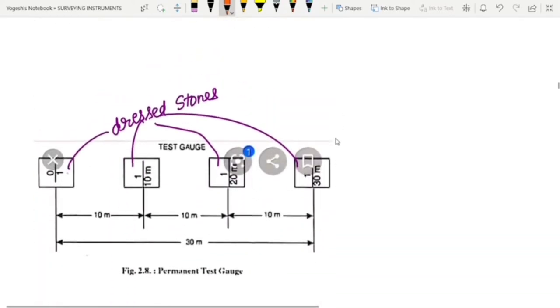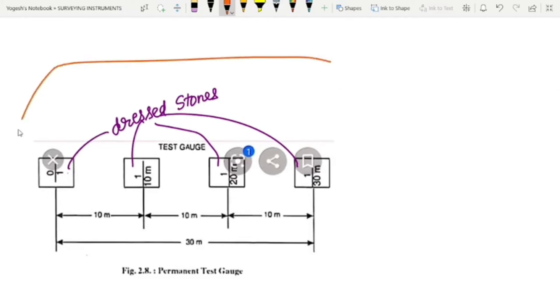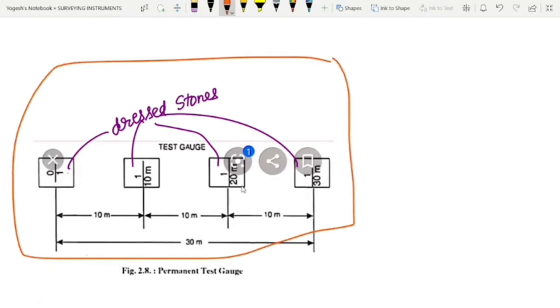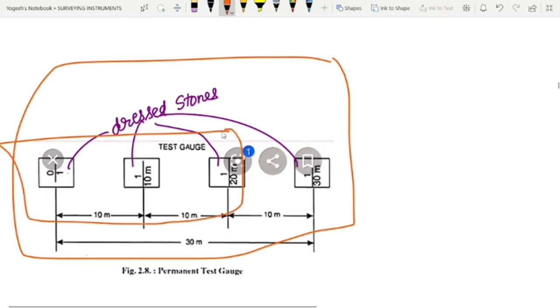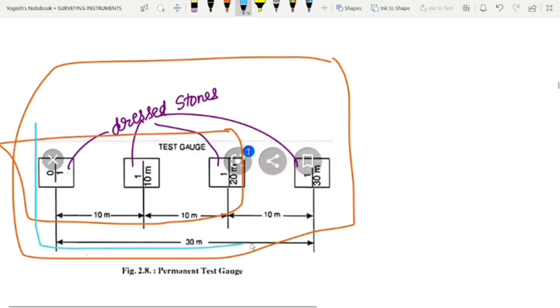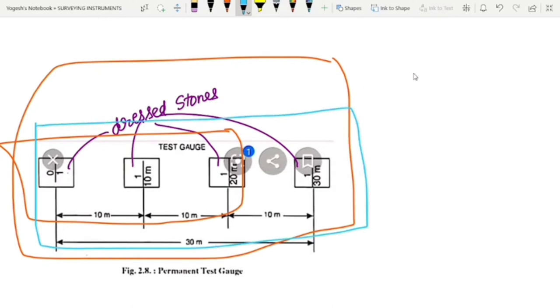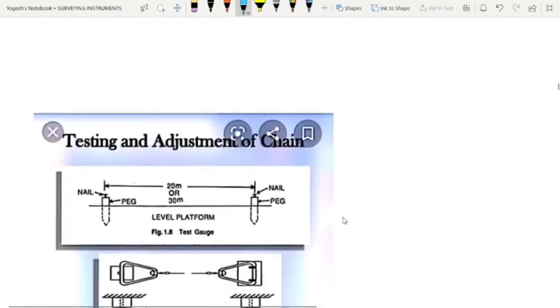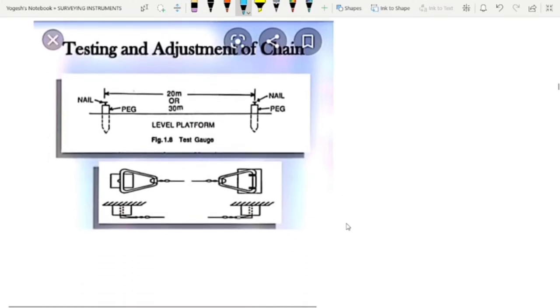This is the testing of a chain against steel tapes with the help of a permanent test gauge. After every 10 meter, permanent stones are inserted into the ground. If we want to check the 20 meter chain, then we can use the 20 meter chain only in between these. And if you want to check the 30 meter chain, then we have to check it over the complete permanent test gauge. So this is basically for the 30 meter chain, and this is basically for the 20 meter chain. This is the testing or adjustment of a chain with the help of a level platform or the permanent test gauge.